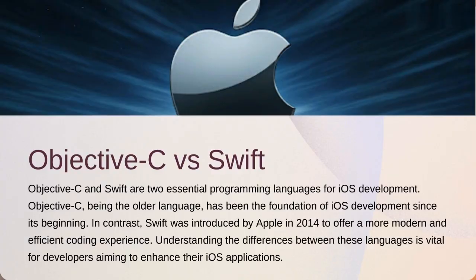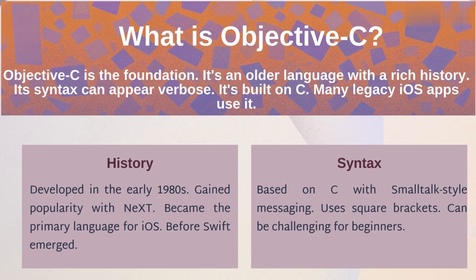Today we are going to talk about two of the most important programming languages for iOS development: Swift and Objective-C. If you are getting started with iOS development, you have probably come across both of these languages and wondered which one you should learn. Well, in this video, I am going to break down the key differences between Swift and Objective-C and help you decide which one is best for you.